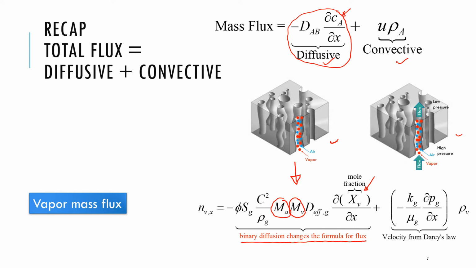The second part has to do with flow. So the flow is from high pressure to low pressure. This flow is written using Darcy's law, of course. Velocity comes from Darcy's law, and then velocity is like volumetric flux. So we multiply by the density of vapor to get the mass flux. So together, this formula now takes care of the vapor flux in a porous medium.